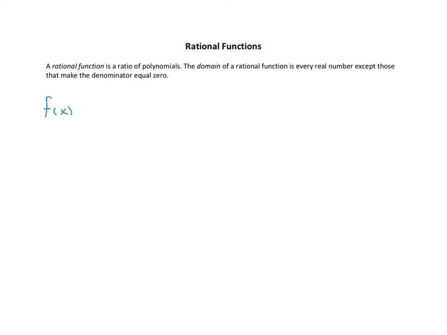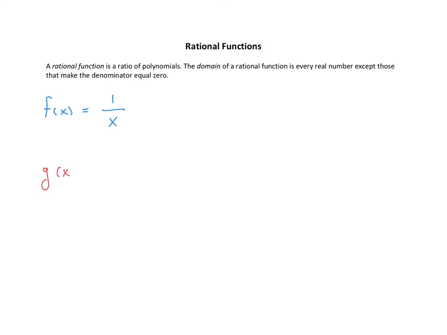When we say a ratio, we're talking about a fraction, and in the numerator, I want a polynomial, and I also want a polynomial in the denominator. So here's the most simple one that I can think of, 1 over x. So here we're taking a ratio of two polynomials. Obviously, these can be much more complicated.